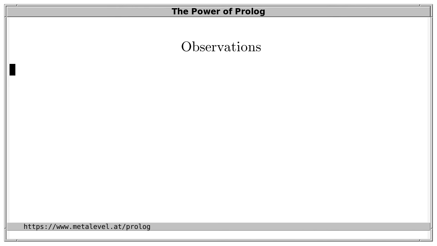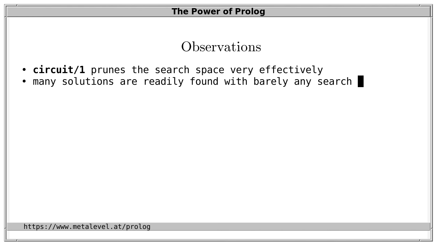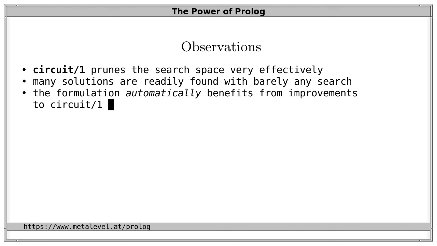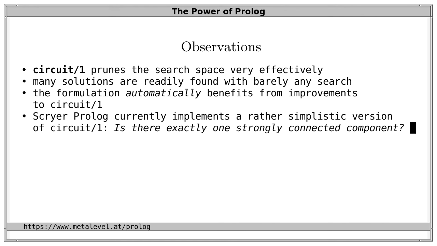Now, what have we seen so far? First, Circuit prunes the search space very effectively. We found many solutions with barely any search. Then, one nice feature of our formulation is that it automatically benefits from improvements to Circuit. So, if a Prolog vendor makes improvements to this constraint, then our program may become faster without any changes. And for instance, in Scryer Prolog, there's significant room for improvements, because currently it implements a very simplistic version of Circuit. When a domain changes, it only tests if there's still exactly one strongly connected component in the graph, because only then can there be a Hamiltonian circuit.